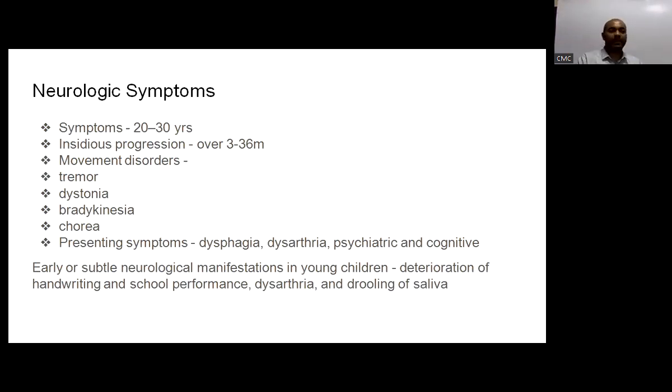But what brings the patient to the doctor is the variety of movement disorders. It can be tremor, dystonia, bradykinesia. In young children, early or subtle neurological manifestations are deterioration of handwriting, scholastic performance, dysarthria, and drooling of saliva.